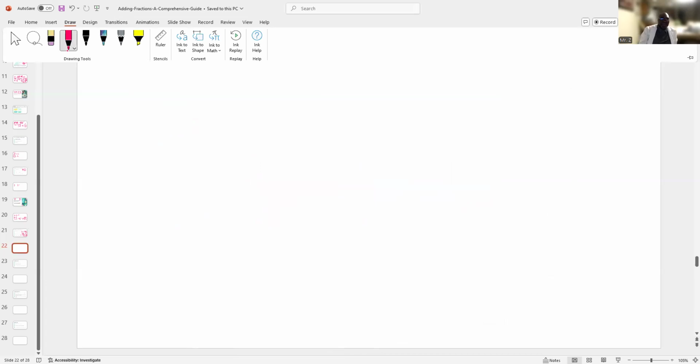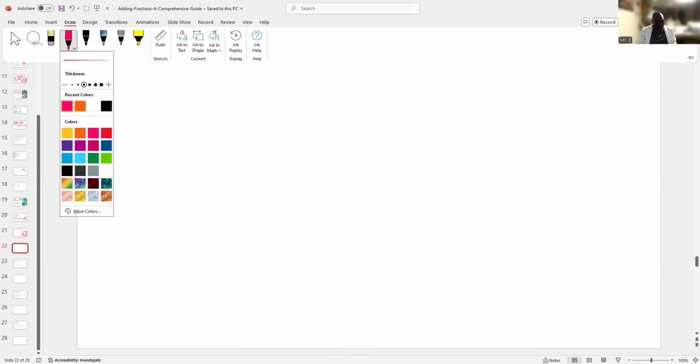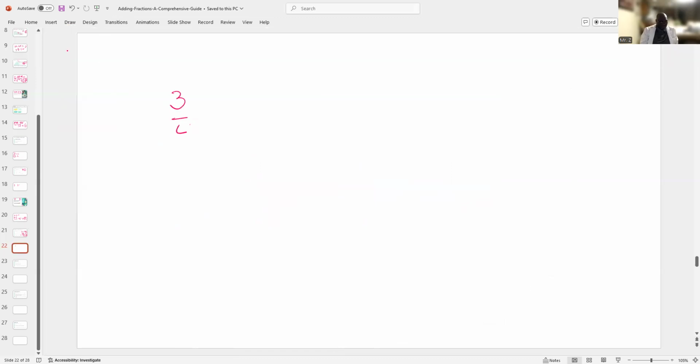Whenever I am dividing two fractions, you need to remember a couple things. Example, 3 over 4 divided by 8 over 9. Now, what we learned is whenever you're dividing fractions, it's keep, change, flip.